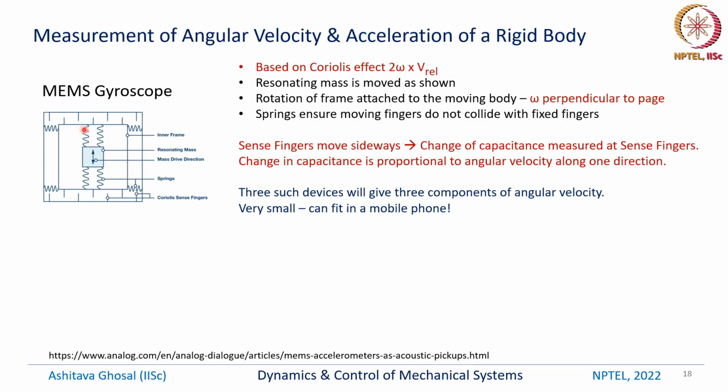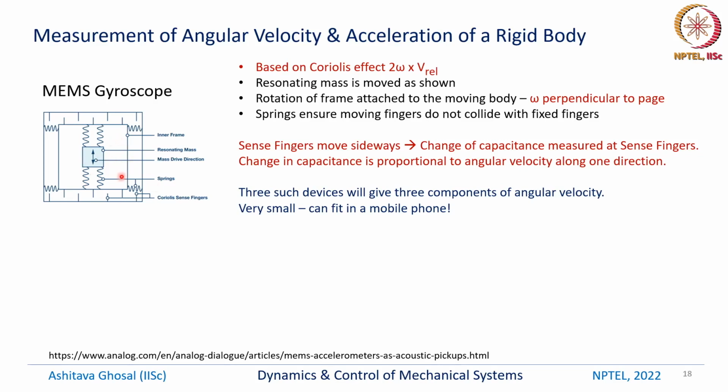So as the sense fingers move sideways, the change in capacitance can be measured at the sense fingers, and the change in capacitance is proportional to the angular velocity along one direction. Which direction? Perpendicular to this page. So if you have 3 such devices mounted in 3 perpendicular directions, you can measure the 3 components of the angular velocity vector. Okay, and this is what is used in many gyroscopes nowadays.